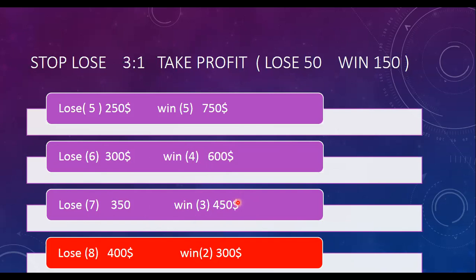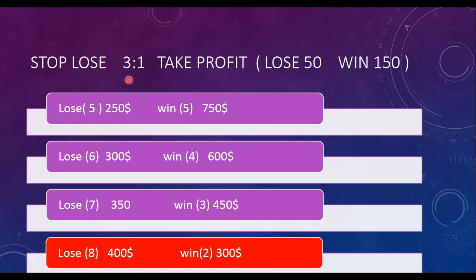And what about if I lose 8 from 10 and I win only 2? Then my losing is only $100. Perfect risk management. Okay, this is 3-1. Let's say like that. It's 3-1. Can I always find trades at 3-1?